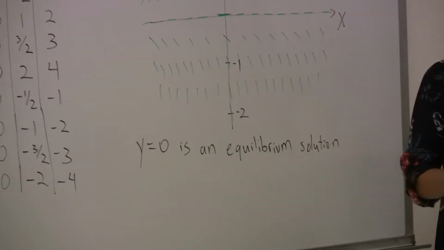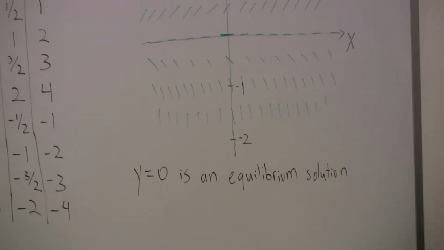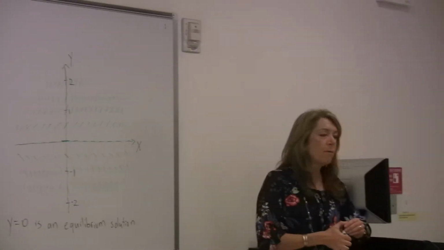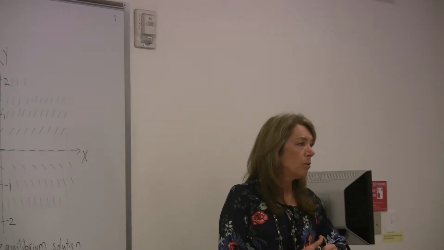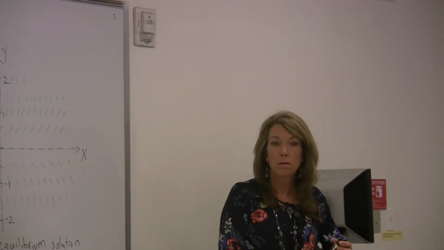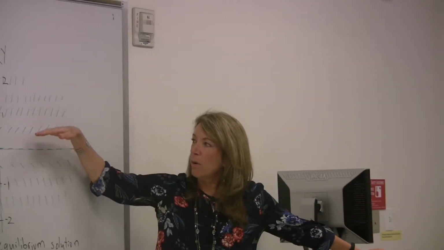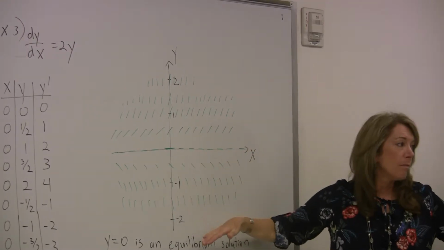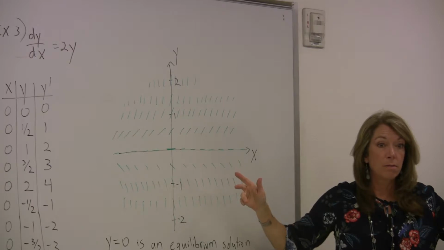Because if I start with a y value of 0 and I try to draw the graph, it's just going to stay right there on the horizontal line. Are there any more equilibrium solutions? Higher up, lower down? Some of you are shaking your heads no. Why not? Maybe? Is that what you said? So the question would be, where would I have to go to find some more horizontal lines? Up, down, both? Both ways?